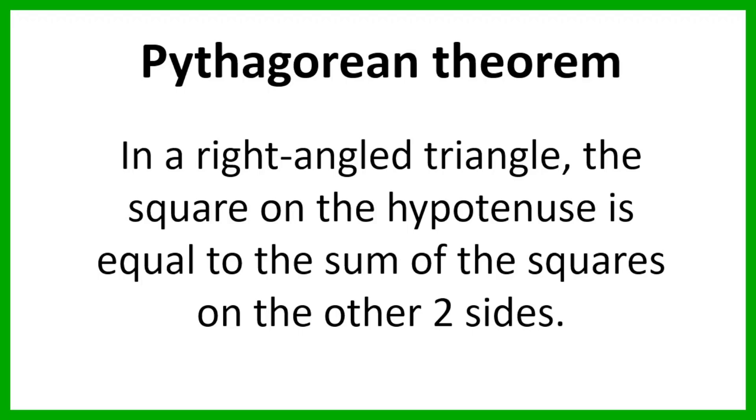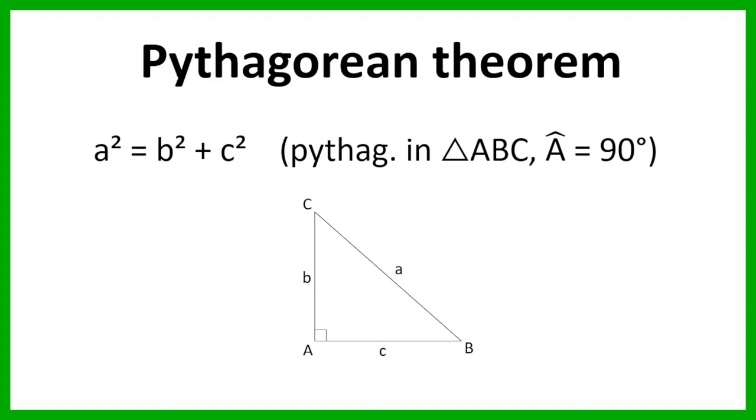The Pythagorean theorem works with right-angled triangles, and it says that in a right-angled triangle, the square on the hypotenuse is equal to the sum of the squares on the other two sides. If you look at triangle ABC, the side opposite the right angle is our hypotenuse, BC or a, and if we square that, it will give us the same result as squaring the other two sides and adding them together.